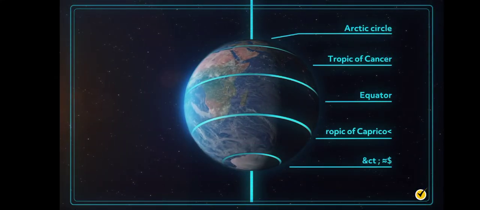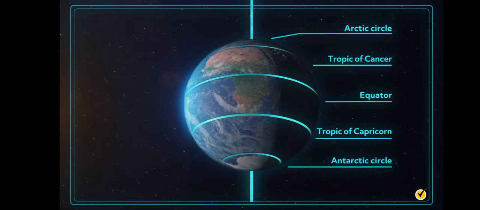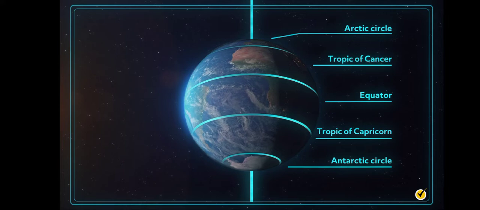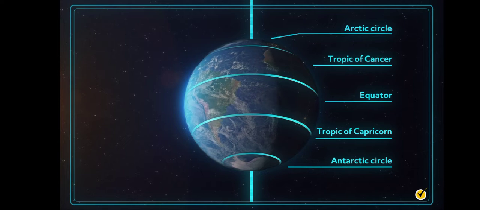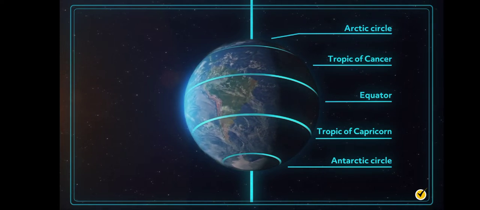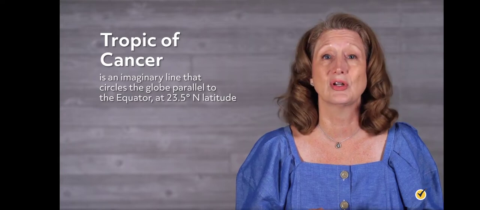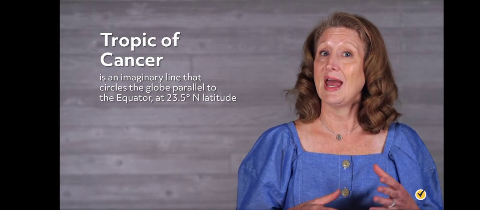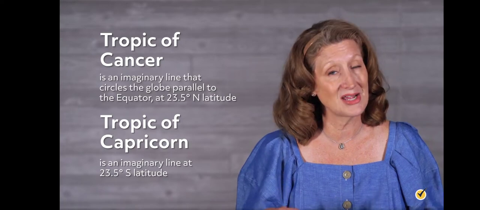Even though Earth's axis is tilted, the Sun's rays are still hitting our planet horizontally. Depending on what time of the year it is, i.e., what season it is, the tilt of the Earth will directly affect the amount of sunlight that different tropics will receive. And when I say tropics, I'm referring to either the Tropic of Cancer or the Tropic of Capricorn. The Tropic of Cancer is an imaginary line that circles the globe parallel to the equator at 23.5 degrees north latitude. And the Tropic of Capricorn is an imaginary line at 23.5 degrees south latitude.